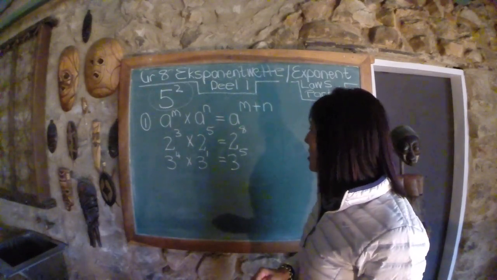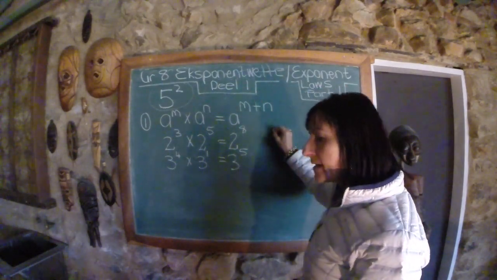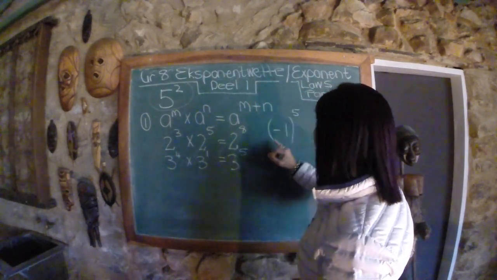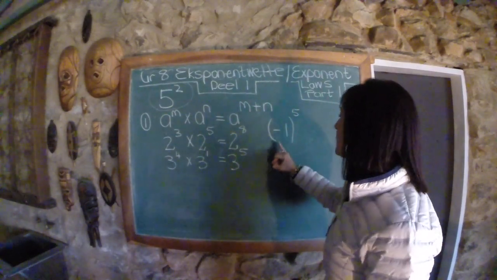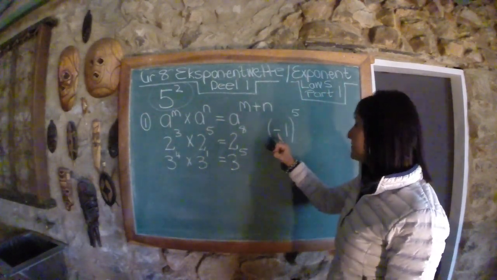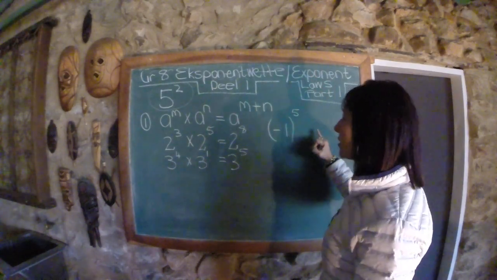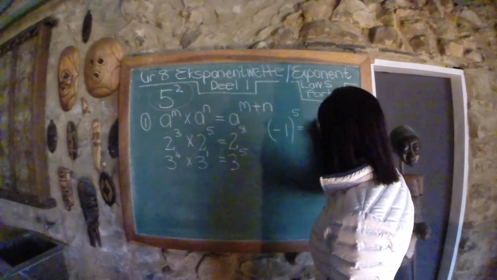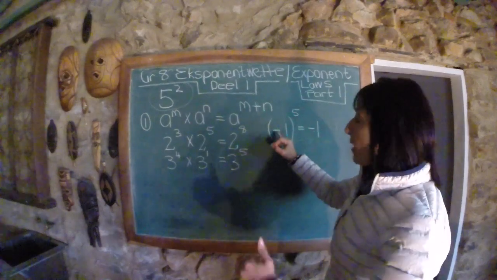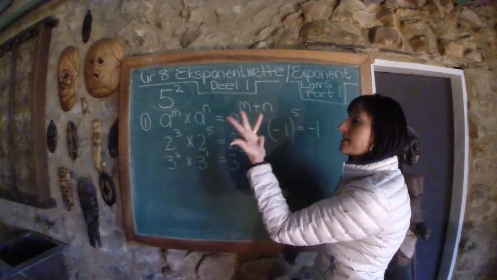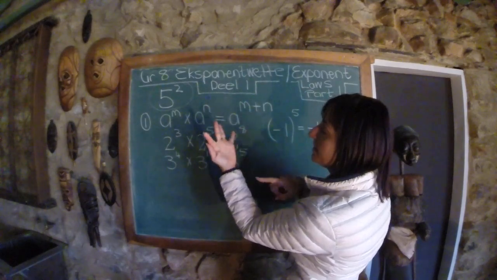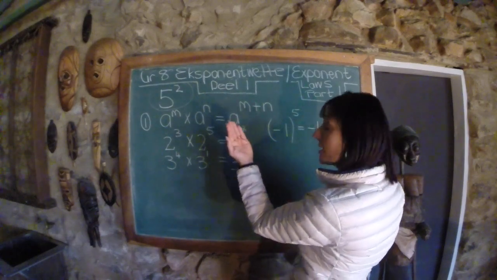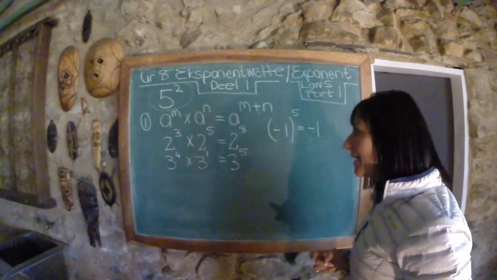Kom ons gaan kyk gou-gou na wanneer ek negatiewe basisgetalle het. Dit is baie belangrik. If a negative number is in brackets, this means if I expand this power, it's minus 1 times minus 1 times minus 1 times minus 1 times minus 1. And that equals minus 1. Minus times a minus gives a plus. Times a minus gives a minus. Times a minus gives a plus. Times a minus gives again a minus. Therefore, my answer is minus.